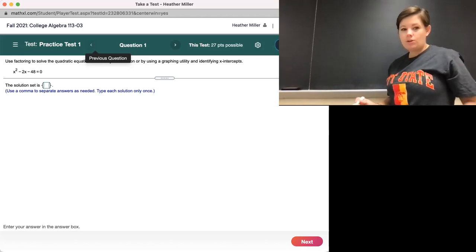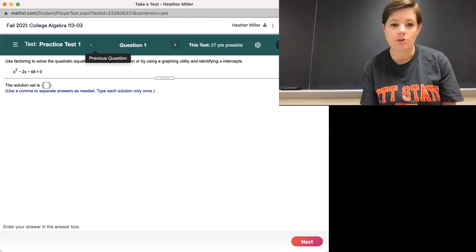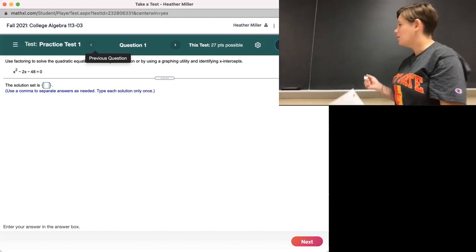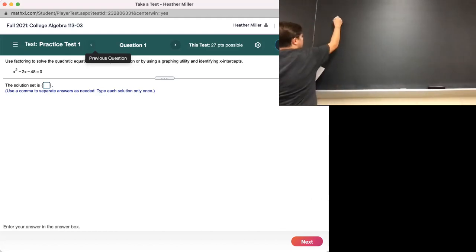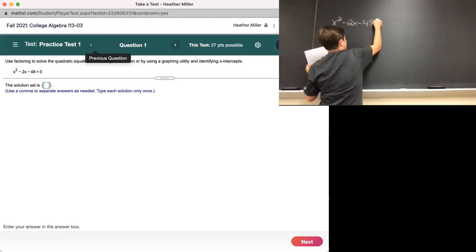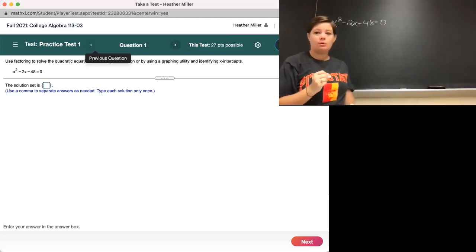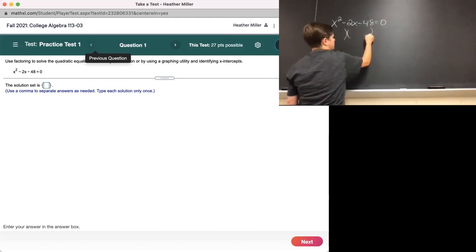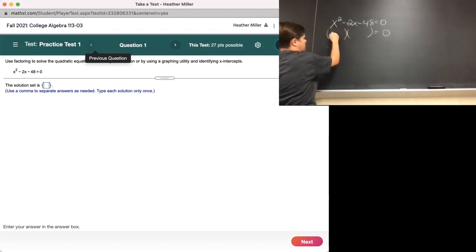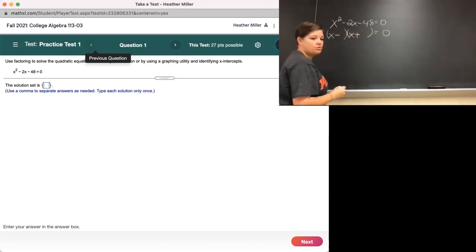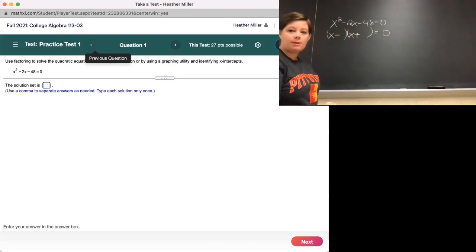I'm just going to go straight through, and hopefully this will be a good review for you guys. So number 1 says use factoring to solve the quadratic equation, or you can use a graphing utility and identify the x-intercepts. I like to just use factoring, and I'm going to do it the old school method. So I start like this, and then I have x squared, so I know I'm going to have x and x. I have a minus here, so that tells me I'm going to have a minus and a plus, because there's no other way to get a minus there without a minus and a plus.